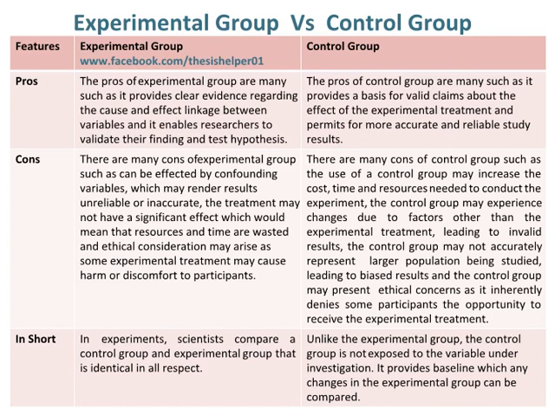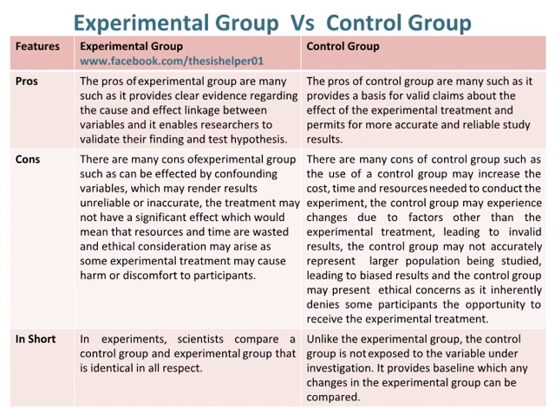There are many cons of experimental group, such as it can be affected by confounding variables, which may render results unreliable or inaccurate. The treatment may not have a significant effect, which would mean that resources and time are wasted, and ethical considerations may arise as some experimental treatments may cause harm or discomfort to participants.